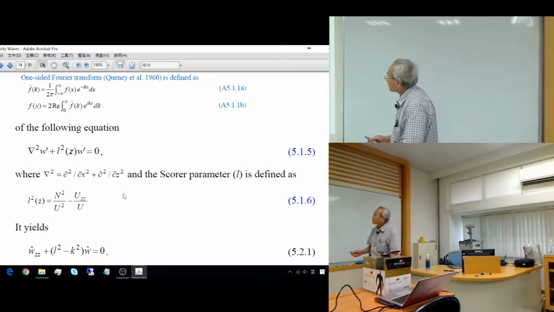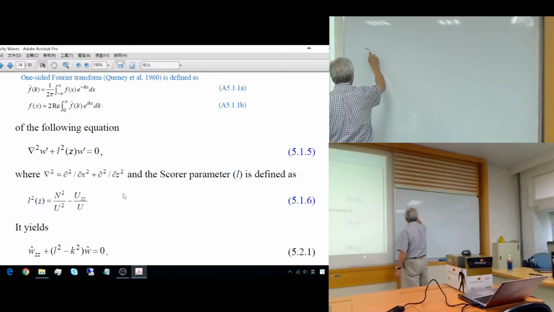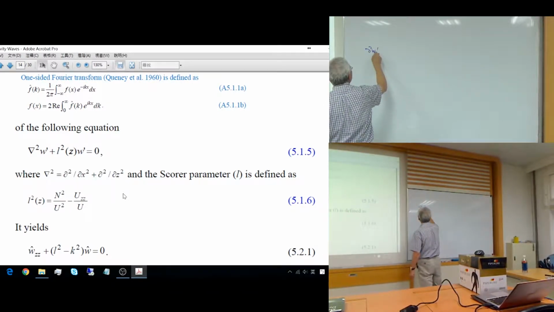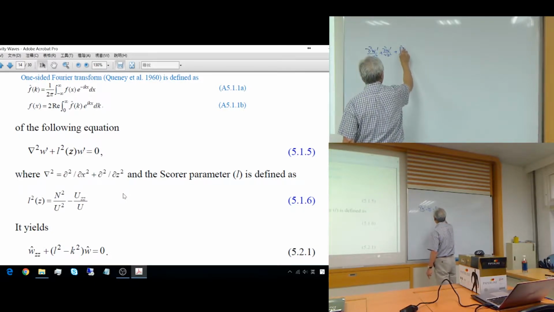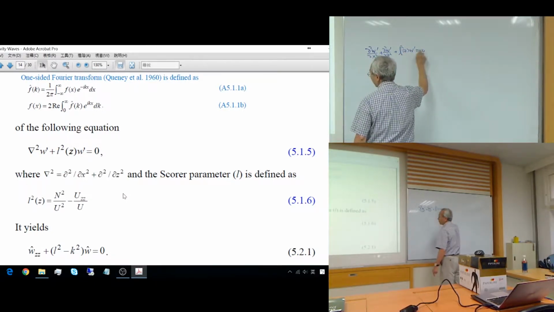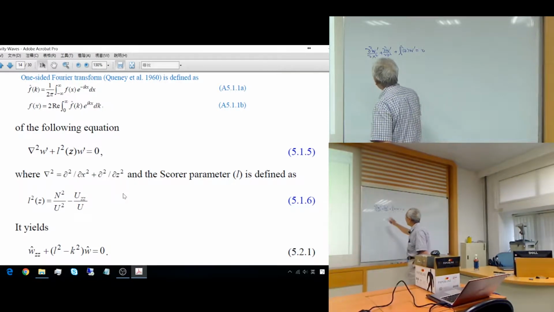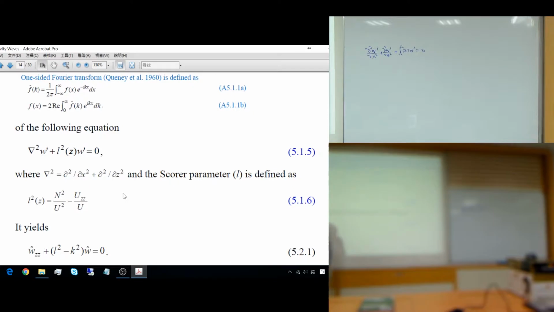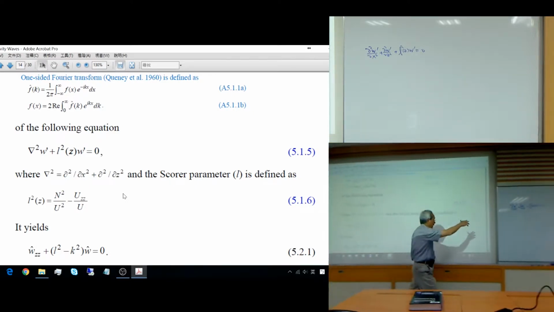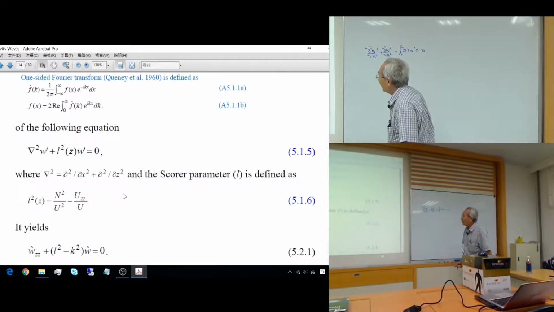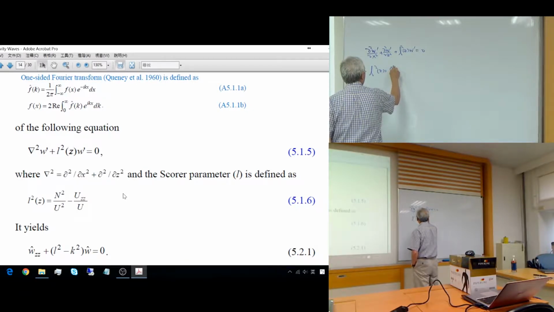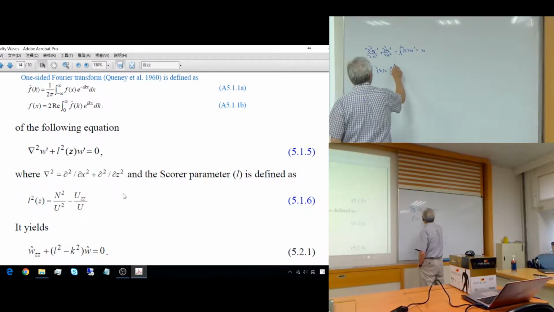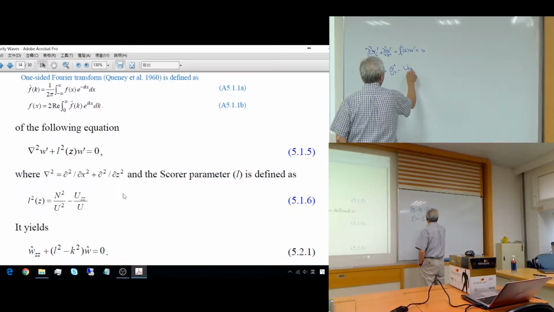Okay, so what we did last week was we had d²w'/dx² plus d²w'/dz² plus L² of z times w' equals 0. The Laplacian is already written out like this, and L² of z equals N²/U² minus U_zz/U. Okay, like that.